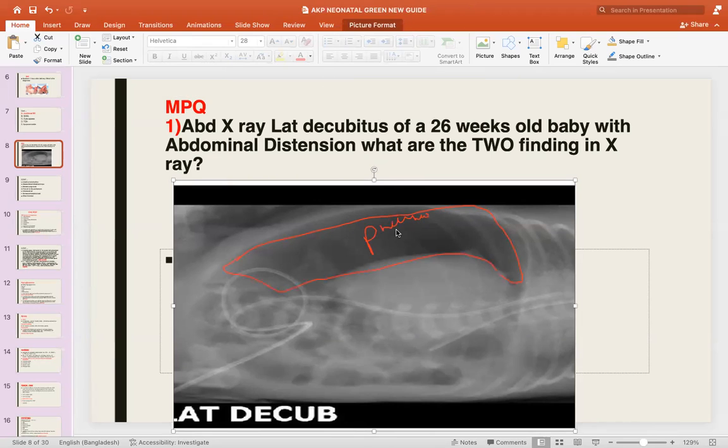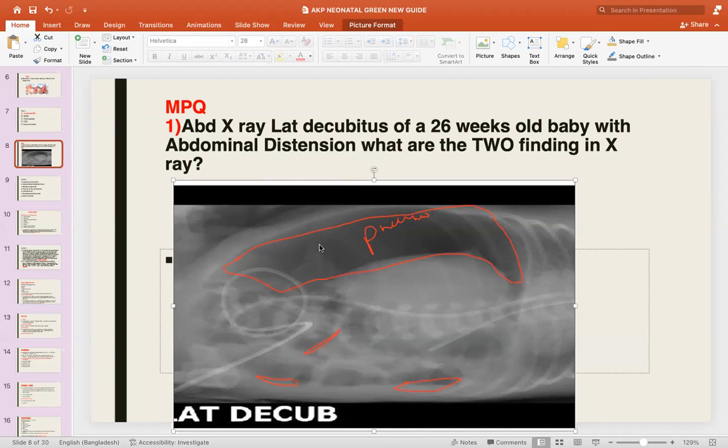Can anyone tell me another feature of this X-ray? Pneumatosis intestinalis. Very good. See, here there is gas in the wall of the intestine. This gas in the wall of the intestine is called pneumatosis intestinalis. Now, this is NEC. No doubt, this is necrotizing enterocolitis.